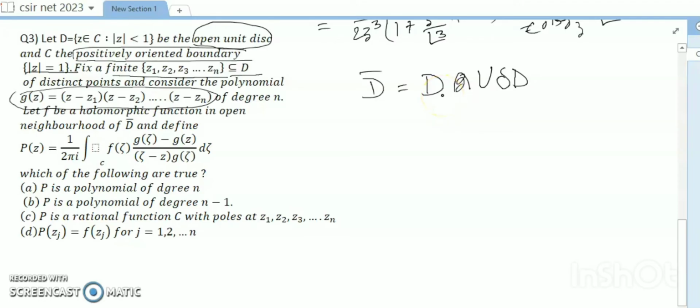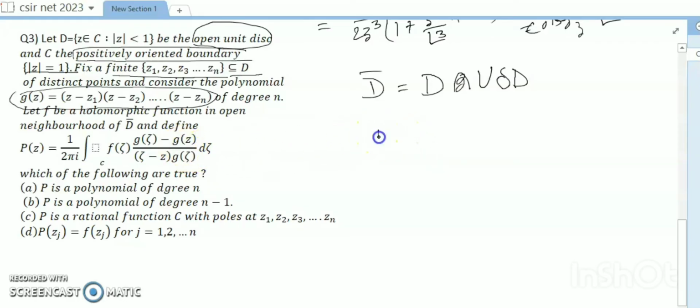Okay, so define p(z) equal to 1 by 2 pi i, integral over C, of f(ξ) times (g(ξ) minus g(z)) divided by (ξ minus z) times g(ξ), d ξ. So friends, you have to remember which of the following are true: P is a polynomial of degree n, or P is a polynomial of degree n minus 1. Okay, so we know the Cauchy's theorem.